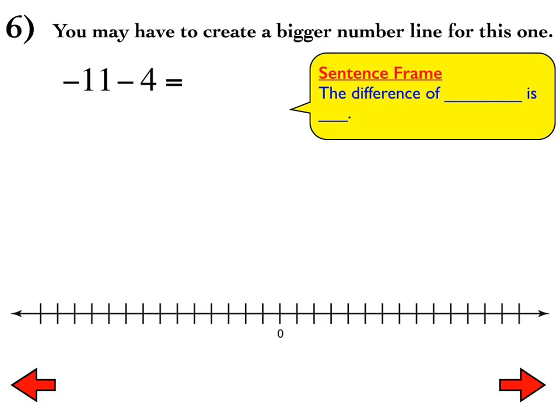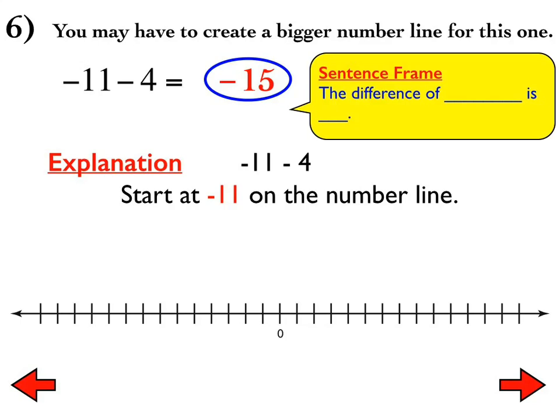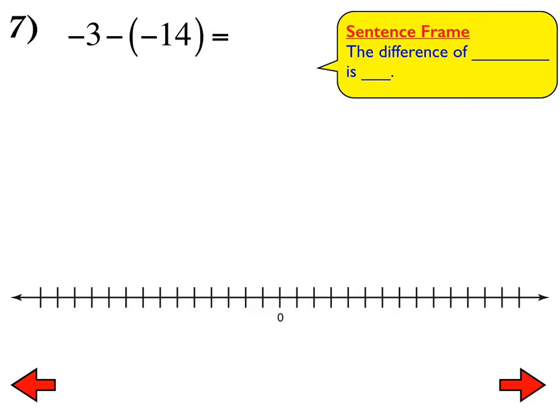All right. So what you should have done for number 6 is start at negative 11, and then go to the left 4, and that would lead you to negative 15. So the difference of negative 11 and 4 is negative 15. You started at negative 11, you went backwards, or in the negative direction, 4 places, and that's why it's negative 15. For number 7, you should have started at negative 3, and then the subtraction symbol tells you to go left, but then this one says no, you better turn around and go the other direction.